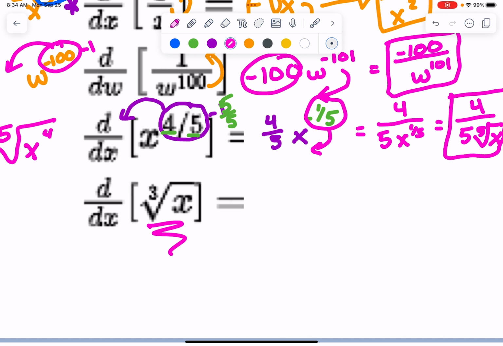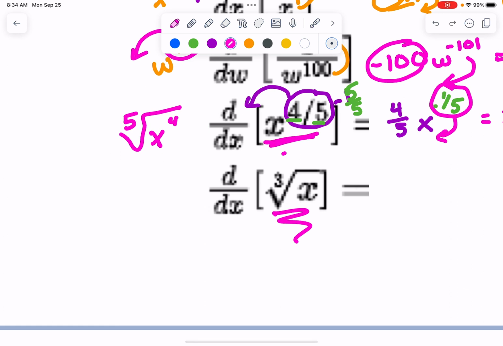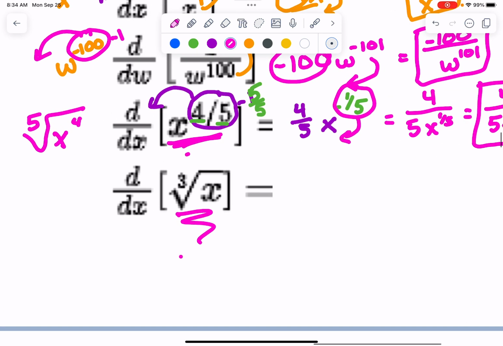The cubic root of x. Okay, we don't like to have him as a root like this one. I don't want him in terms of that. I want him as a fractional exponent. So we're going to instead write him as x to the 1/3 power. That's what the cubic root does. Okay, then we're going to take this 1/3. We're going to move him down in front.